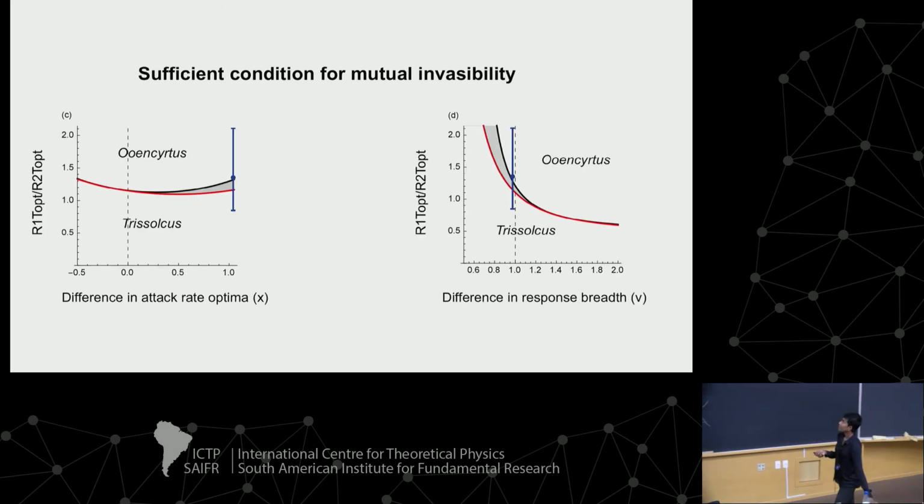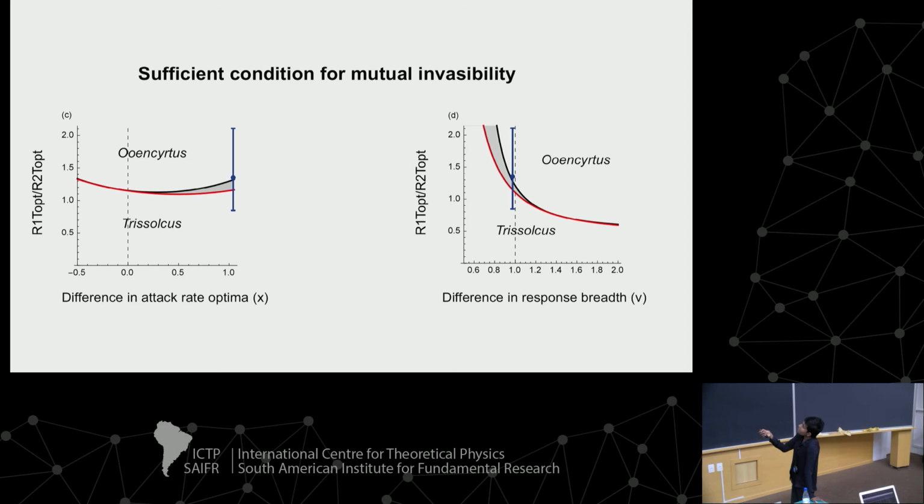So here, what we did is, the black curve here is the invasion boundary for Tricercus. The red curve is the boundary for Oencertus. The gray region is where they coexist. Here's where the mean values of the parameters lie. The mean is just above the coexistence region, but the variability around it is quite large, right?